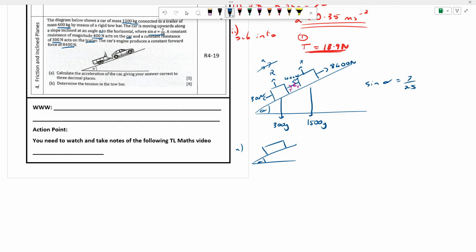So overall, they've got a weight of 2,100. Going up, I've got the 8,400 that's driving the car. Going down, I've got the 300 and the 400. That's 700 going down. And I've got my acceleration going up. So if I want the acceleration, I'm going to resolve parallel here.